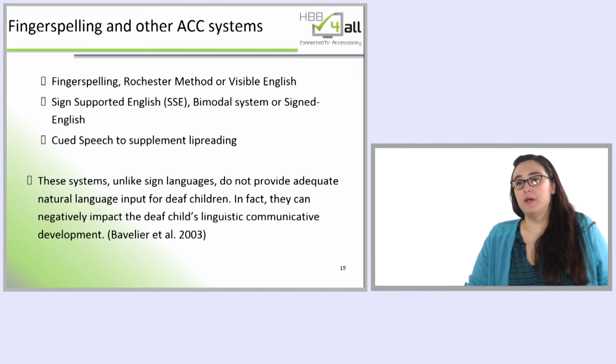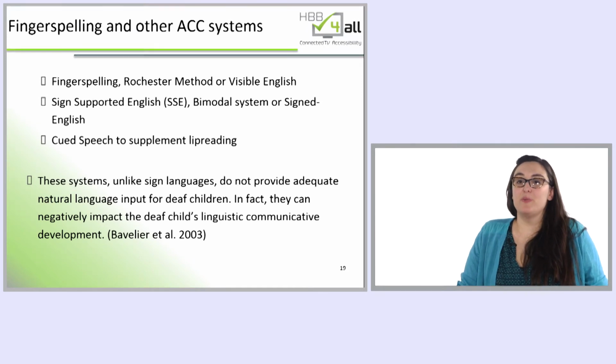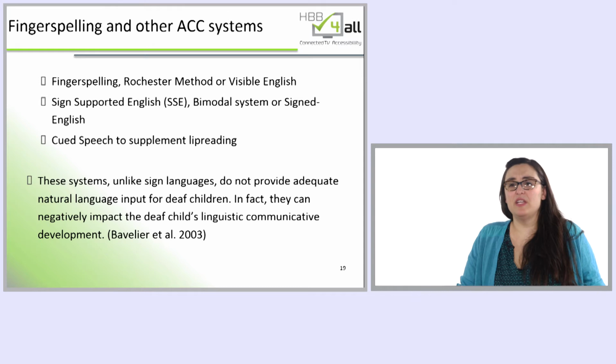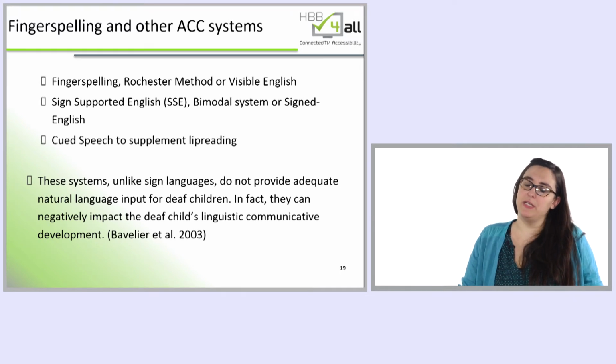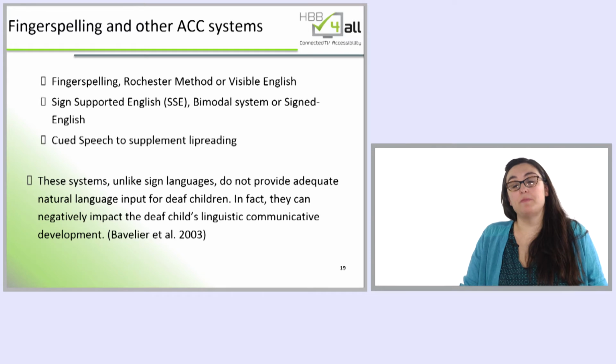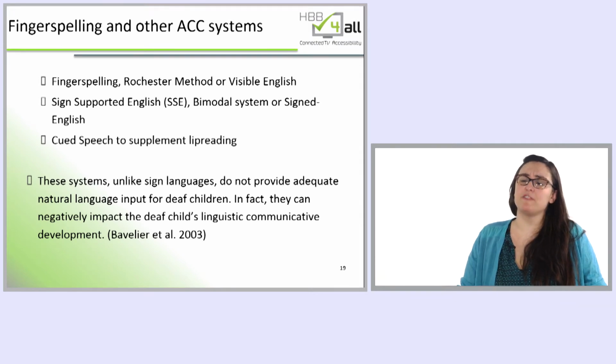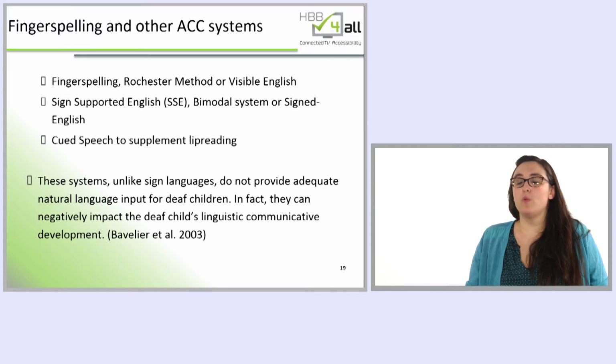So, some of the most common or widespread communication systems or augmentative systems are finger spelling, or what is called the Rochester method or visible English. The Rochester method is used in the United States, and visible English is the common name for the same method in the UK. And this method consists of spelling out every single word in a spoken sentence using finger spelling, that is the alphabet that uses the manual signs.